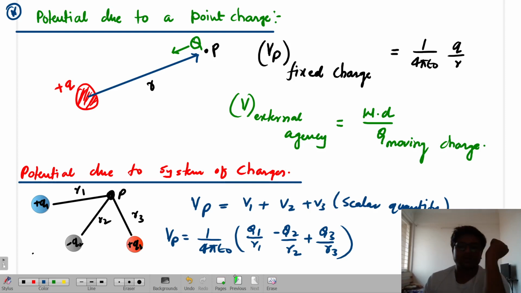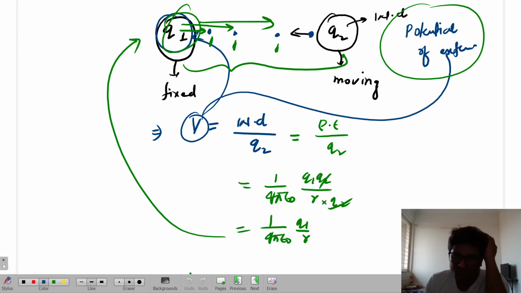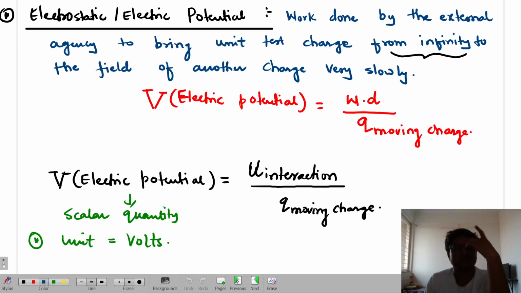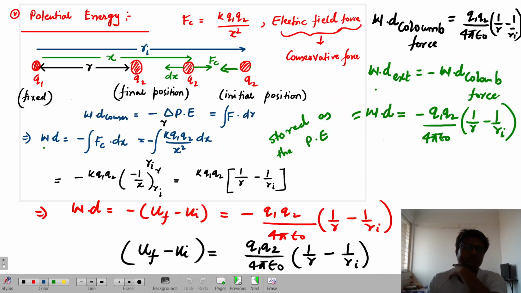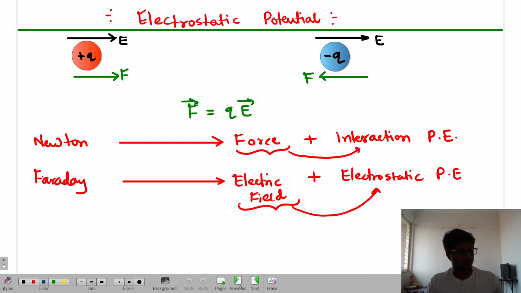So this was about potential, how potential is related, and how potential is related with work done. And then we talked about potential energy. Is that clear?